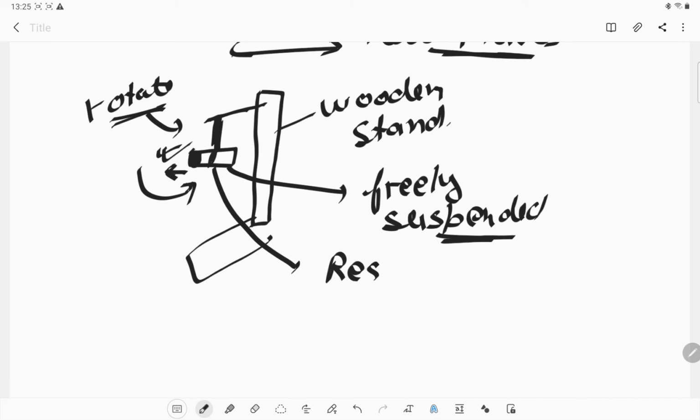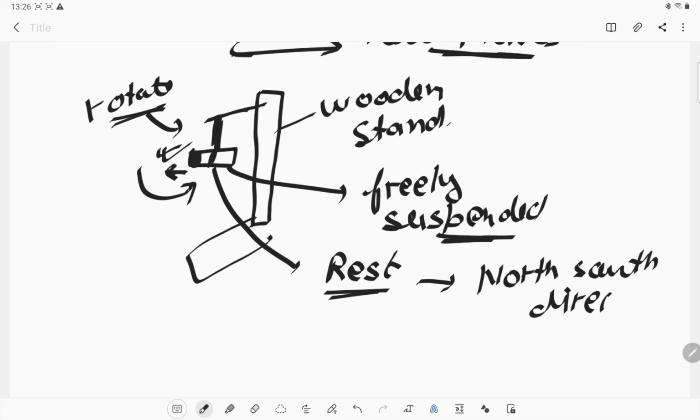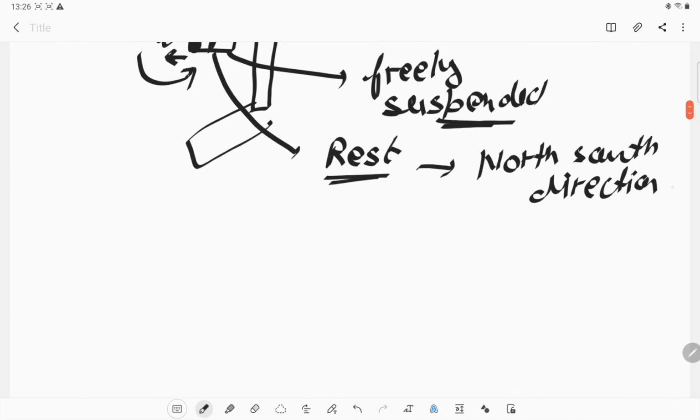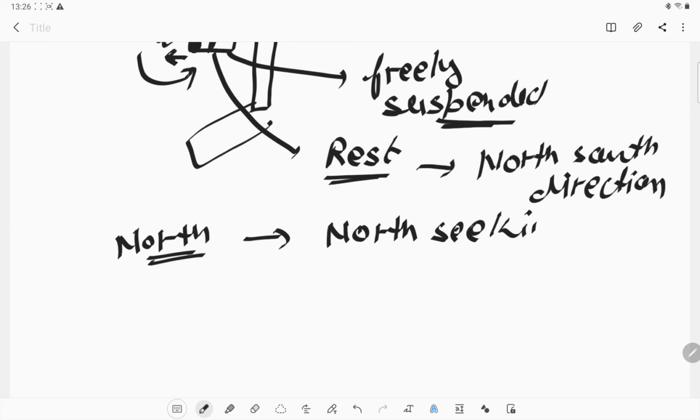Whenever this magnet comes to rest, it always points in the same direction, always. That's why we call it the north-south direction. What does that mean? The north direction means the north seeking direction. Or we can say that it is the north pole. It points toward the north.